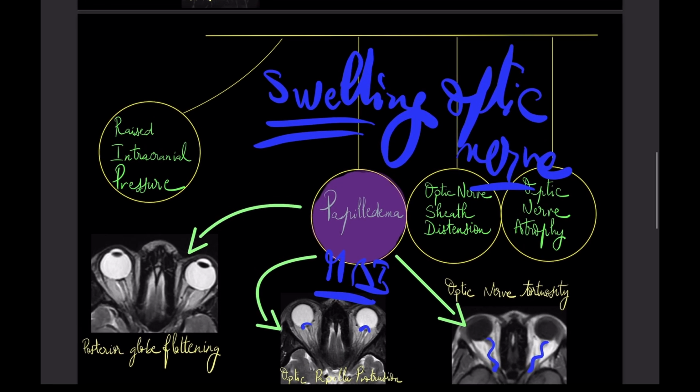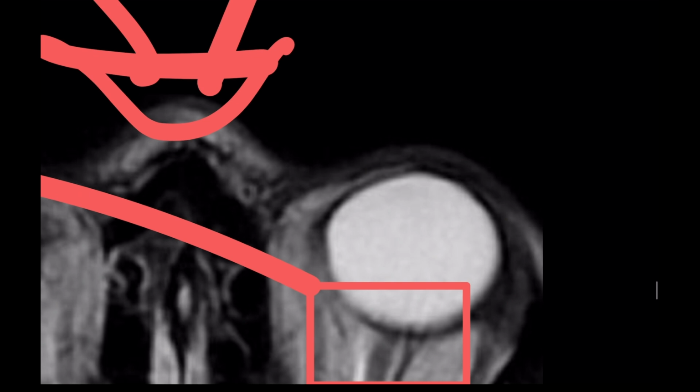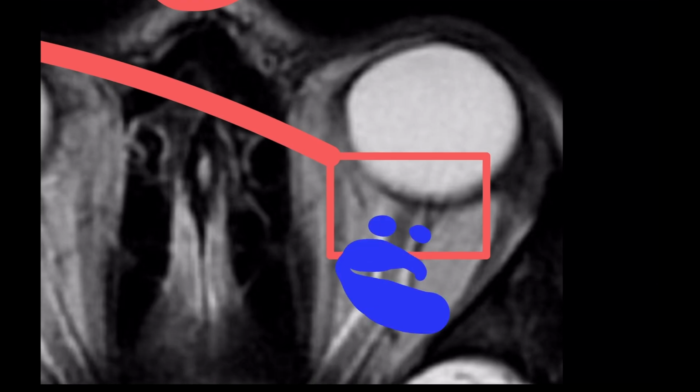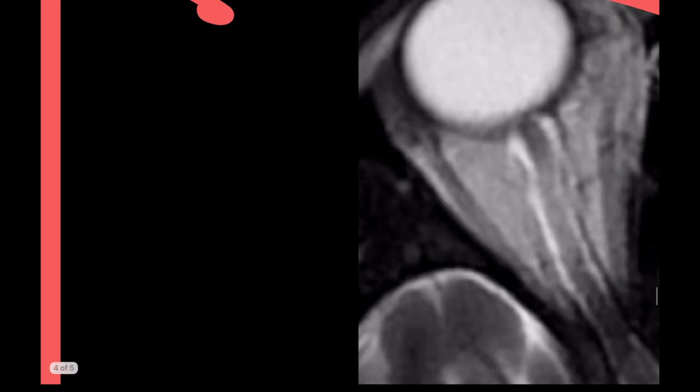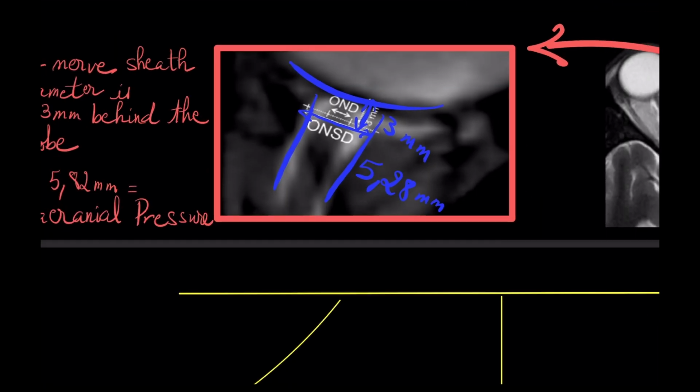Further pressure will cause optic nerve sheath distension, which is the enlargement of the fluid-filled space surrounding the optic nerve. We can easily measure it on MRI by assessing the optic nerve sheath diameter, ONSD. So we calculate this diameter 3 mm behind the ocular globe on MRI, and the threshold of greater than 5.28 mm is considered suspicious for raised intracranial pressure.